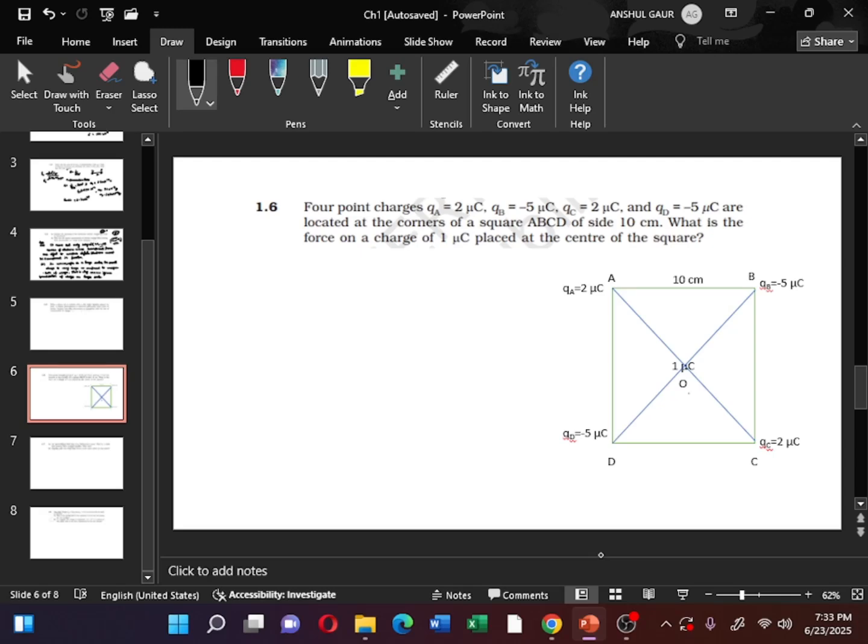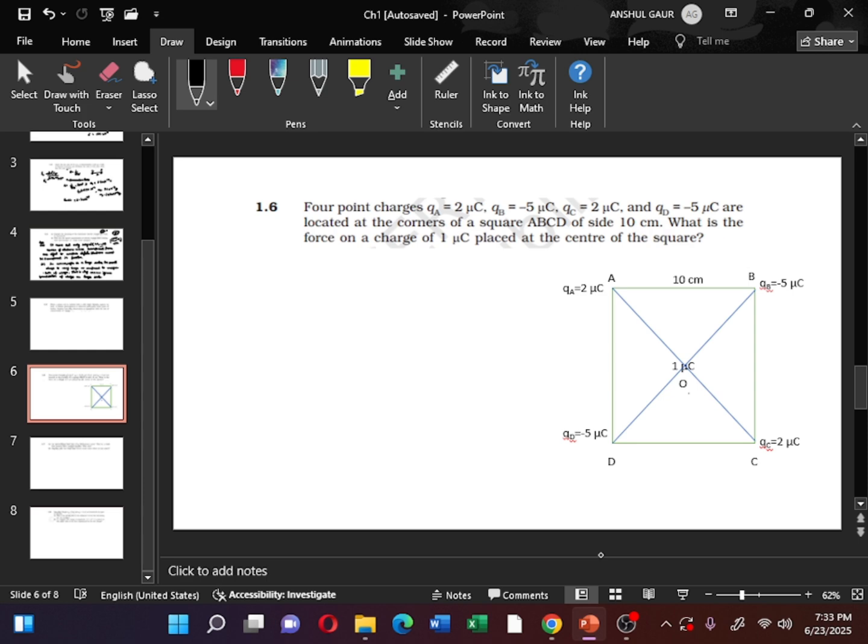Hello viewers, the question is: four point charges QA equals 2 microcoulomb, QB equals minus 5 microcoulomb, QC equals 2 microcoulomb and QD equals minus 5 microcoulomb are located at the corners of a square ABCD of side 10 centimeter. What is the force on a charge of 1 microcoulomb placed at the center of the square?